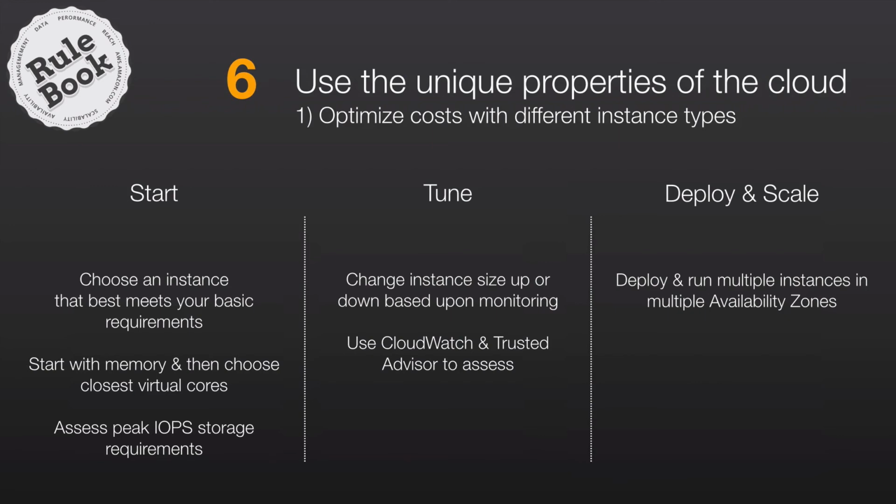So we're starting with memory here and choosing the closest number of virtual cores that are available. And then we're going to tune this on the basis of maybe an early release, maybe a beta, maybe some load generated by a load testing tool. And through this tuning process, we're going to tune our instance size up or down on the basis of that monitoring. And then we're going to deploy and scale at that point once we're happy that we've got the instance type that gives us the right resources that we need to run our application or website in the most optimal way.